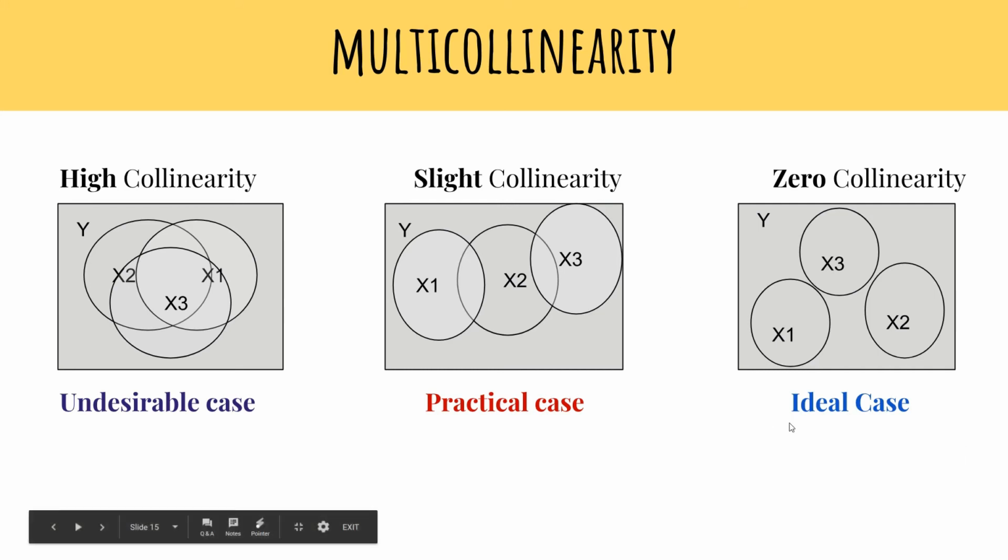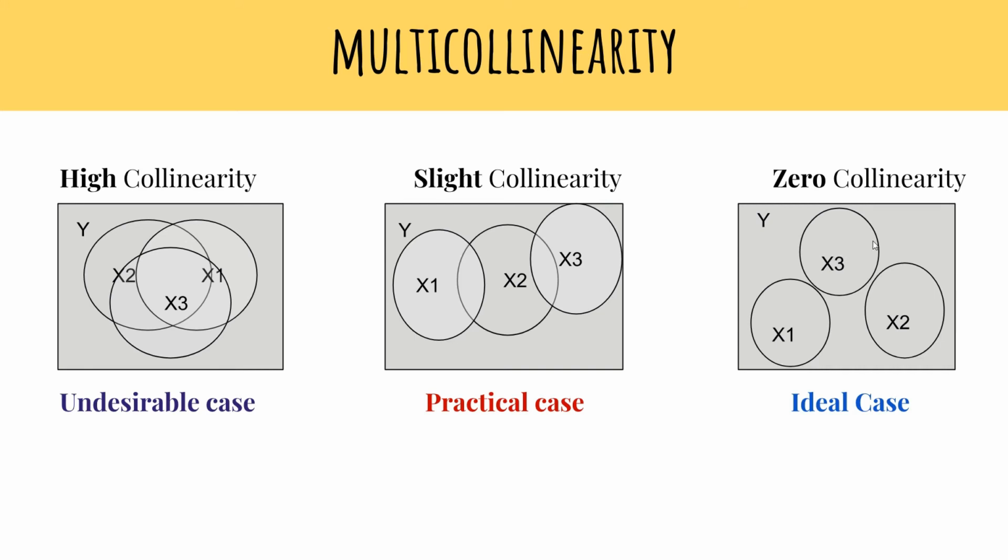Well, this is the ideal case. As you can see, y is our dependent variable, x1, x2 and x3 being our independent variables. So what is zero collinearity? Zero collinearity is basically, as we can see, there is no relation or no intersection between x1, x2 and x3. They are completely independent. They hold no relation between each other.